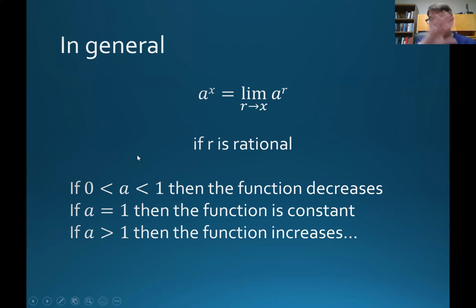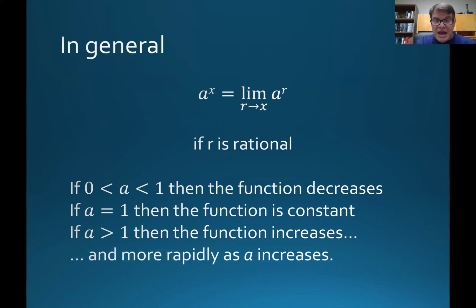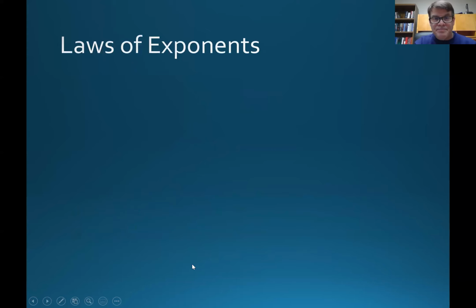Okay, so that's the way this exponential function generally behaves. And the bigger the a, the steeper the increase, the more rapidly it increases. So the bigger they are, the closer they meet to infinity. Okay, so this is kind of how the exponential function behaves.